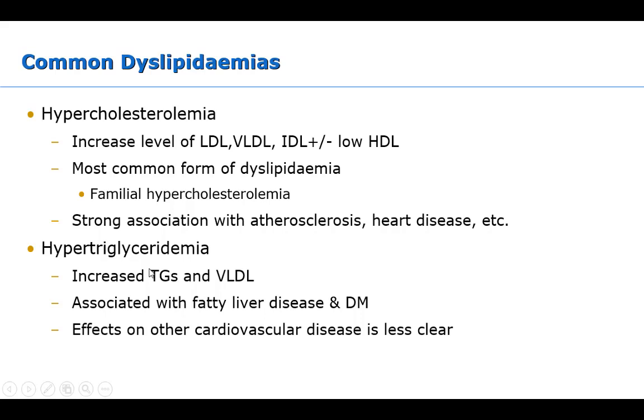Hypertriglyceridemia is when you have increased triglycerides and increased VLDL. VLDL is the main particle that contains large amounts of triglycerides. It is associated with fatty liver disease and diabetes mellitus. The effect of increased triglycerides and VLDL on cardiovascular disease is not well established. Most commonly, those people have either a fatty liver disease or are prone to develop diabetes.